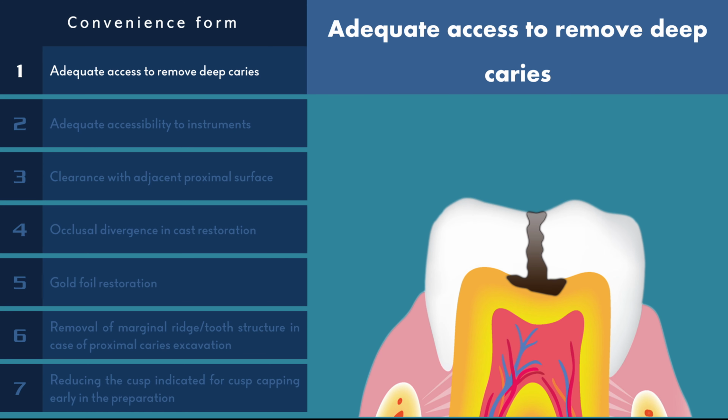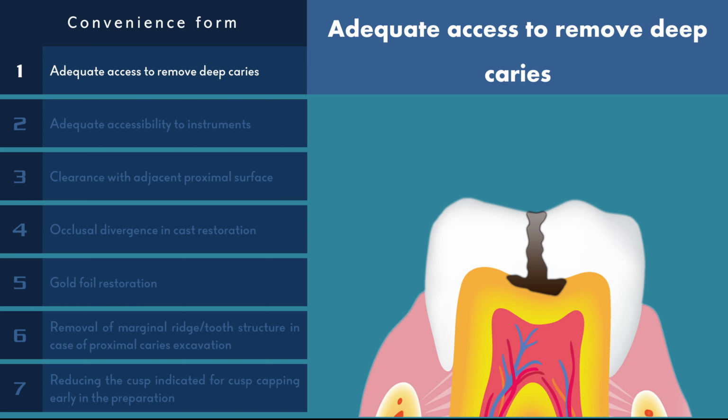Let's see about the different principal features and factors which have to be taken into consideration while doing tooth preparation. At first, adequate access should be provided to remove caries from deeper areas.